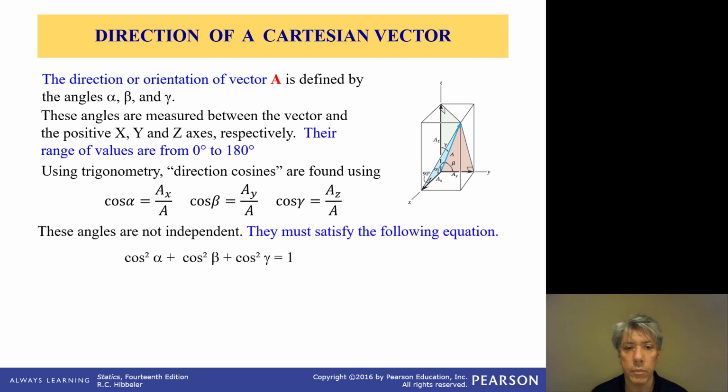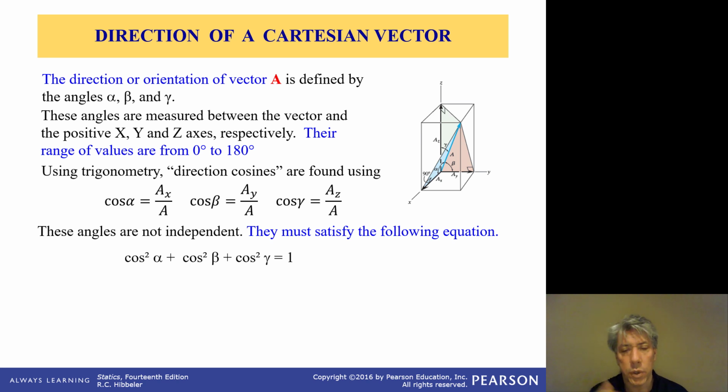Now, it's really important to understand that these 3 angles, alpha, beta, and gamma, are not independent. Now, how is it that they have to satisfy this relation? Well, think with me for a minute. Cosine of alpha equals Ax over A, right? That's what we've already discovered. So if we square both sides of that equation, we'd have cosine squared of alpha equals Ax squared over A squared. Okay, well, we could do that for the other 2 directions as well, right? And so what we'd be doing if we add this cosine squared of alpha to cosine squared of beta and so on and so forth, we'd be adding Ax squared over A squared plus Ay squared over A squared plus Az squared over A squared.